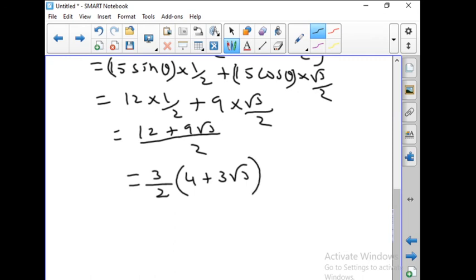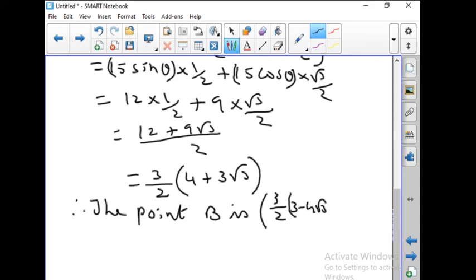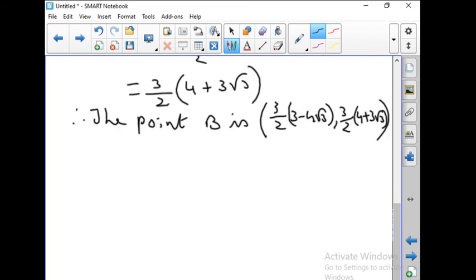Okay? Therefore, what is the point? Therefore, the point B is, what is it? 3 by 2 into 3 minus 4 root 3, comma 3 by 2 into 4 plus 3 root 3. Okay, this is the point.